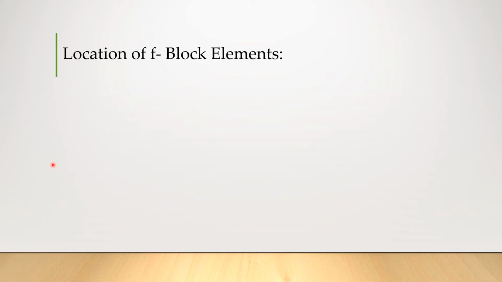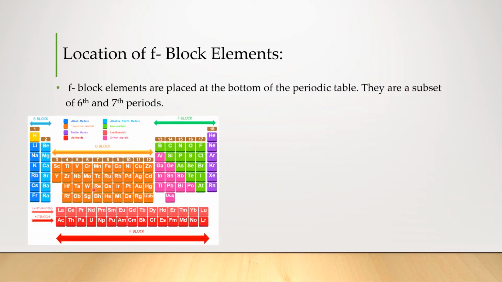Now we are going to see the location of f block elements. See this periodic table, as we already know this is s block and this is p block, this is d block and this is f block, okay. The two series, the lanthanide series and actinide series, are known as f block elements. They are actually placed at the bottom of the periodic table, but they are not separated from the periodic table, okay. And the lanthanide series is a subset of the 6th period and the actinide series is a subset of the 7th period, okay.